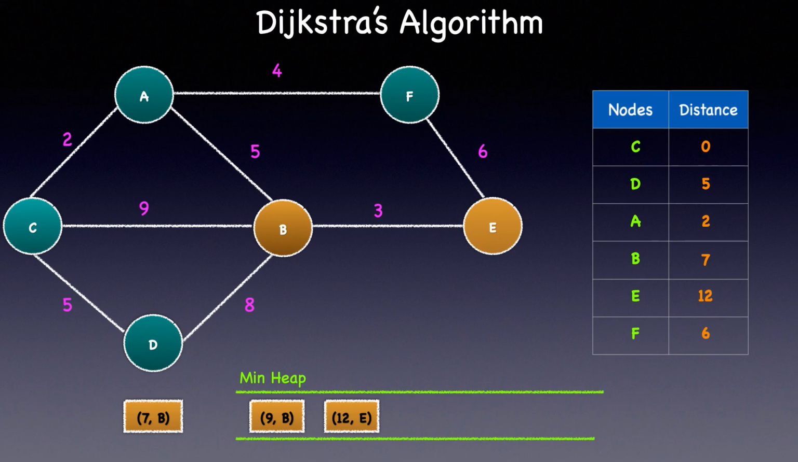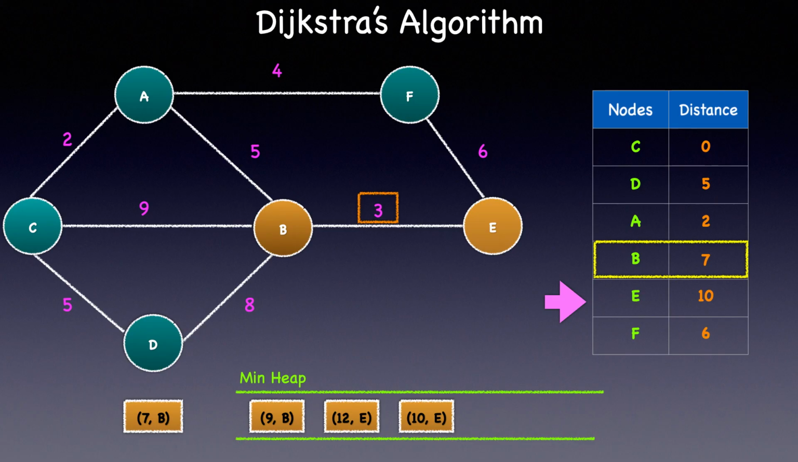The only node connected to node B that is not explored is node E, which is 3 miles away. The total distance to node E is the current cost of B, which is 7, plus 3, equal to 10. Since 10 is less than E's current value of 12, we'll update E's cost to 10. We'll heap push node E and its cost of 10 to the min heap.